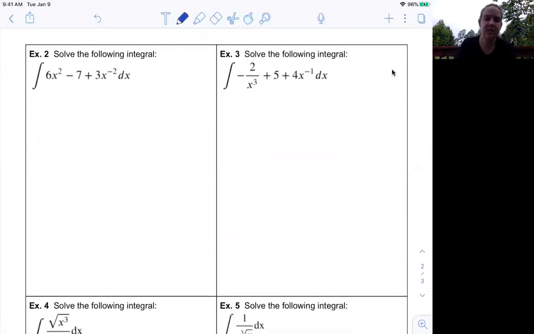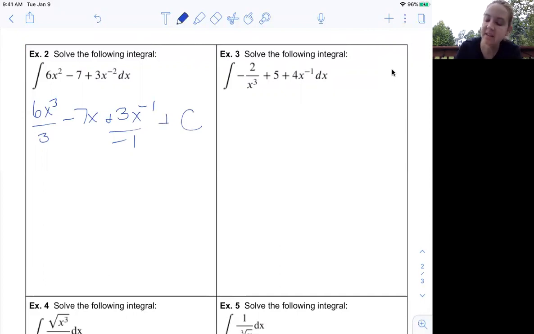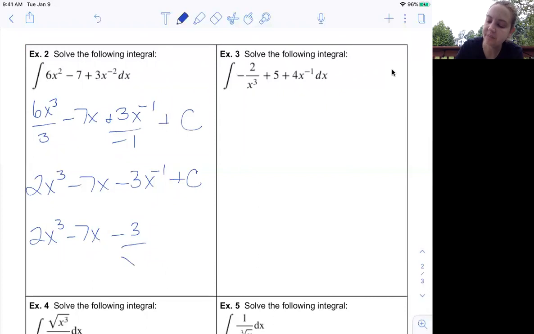So solve the following integral, 6x squared minus 7 plus 3x to the negative 2 dx. So remember, we're adding exponents this time, we're not subtracting. This becomes 6x cubed over 3 minus 7x plus 3x to the negative 1 divided by negative 1 plus c. And then in the next row, we can clean this up a little bit. 6 divided by 3 is 2, x cubed minus 7x minus 3x to the negative 1 plus c. And that negative exponent, if you wanted to move that to the bottom, might not be a bad idea. It looks something like this.